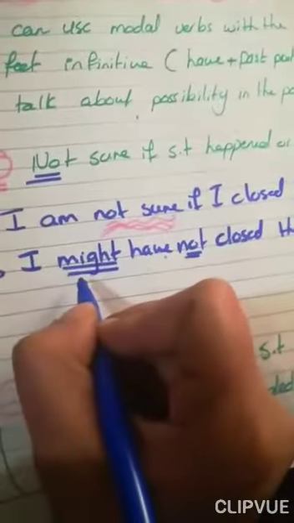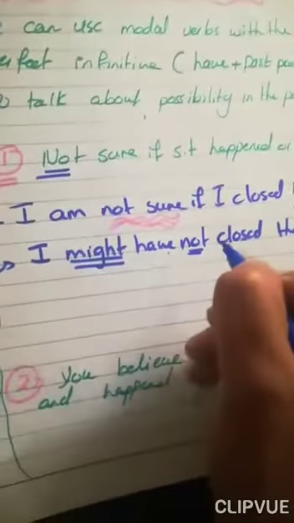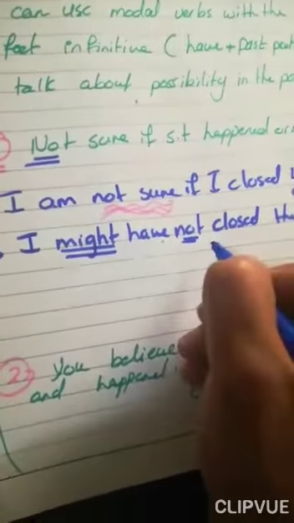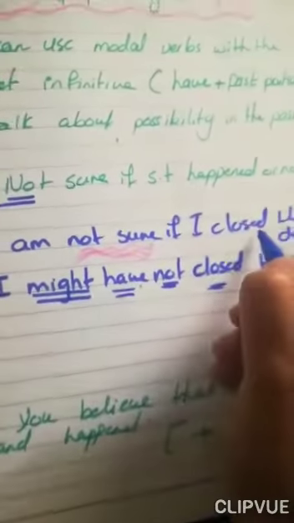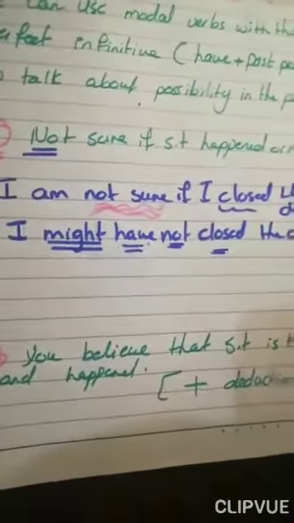We normally say that I use might with a base verb after it. But why do you use have and closed here? It's have plus past participle, simply because the action happened in the past.